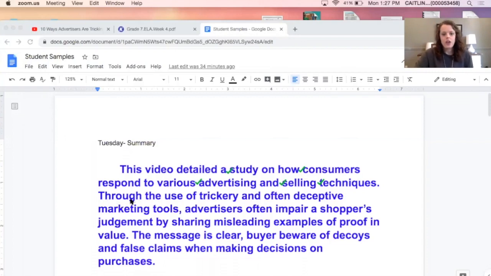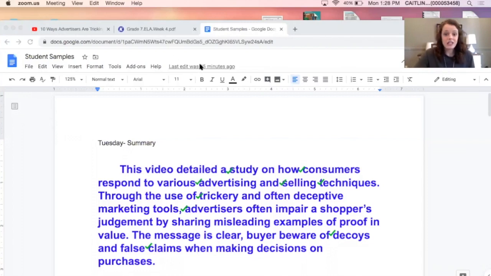Let's move on. "Through the use of trickery and often deceptive marketing tools, advertisers often impair a shopper's judgment by sharing misleading examples of proof and value. The message is clear. Buyer beware of decoys and false claims when making decisions on purchases." As you can see, I included several words, but now I want to talk about some of the words that I didn't include.